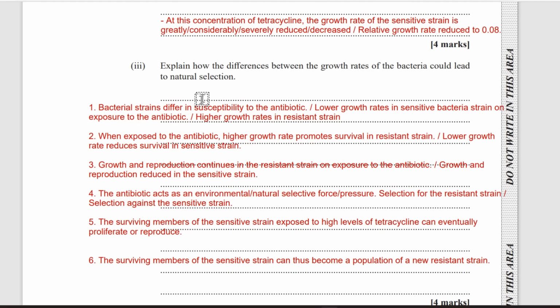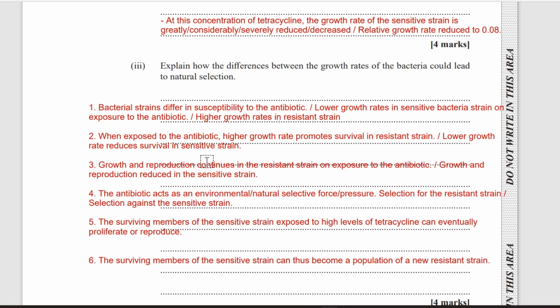So bacterial strains differ in susceptibility to the antibiotic. There are lower growth rates in the sensitive bacteria strain on exposure to the antibiotic, and higher growth rates in the resistant strain. So you know the difference there, right? So that's a mark. Now, when exposed to the antibiotic, higher growth rate promotes survival in the resistant strain. Lower growth rate reduces survival in the sensitive strain. So far, notice that in the sensitive strain, not all die, right? You still had 0.08 or whatever growth rate by the end.